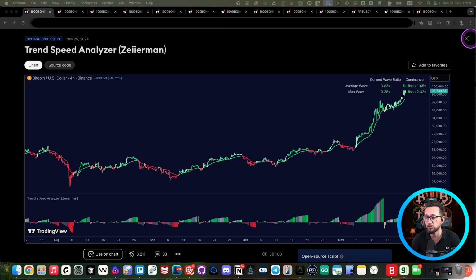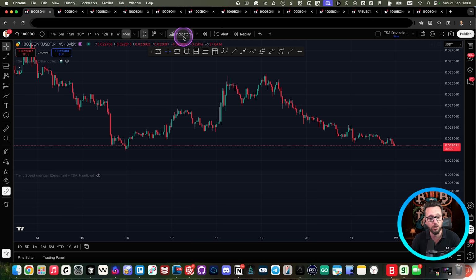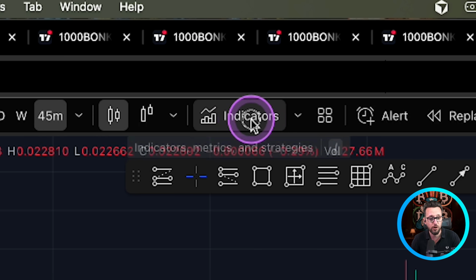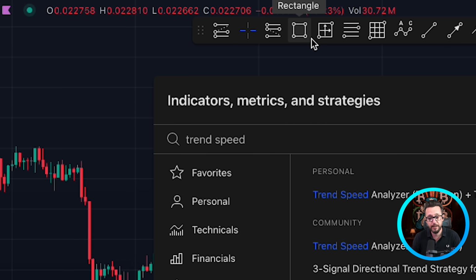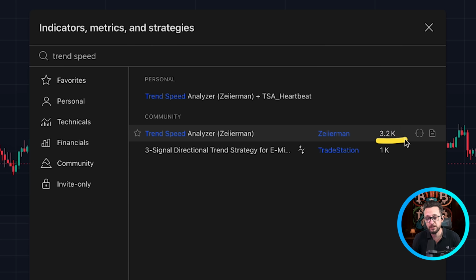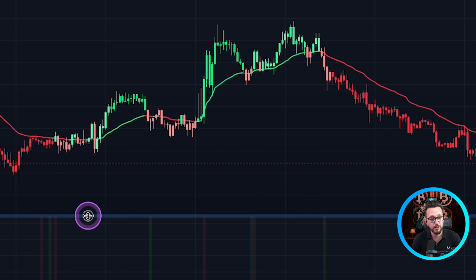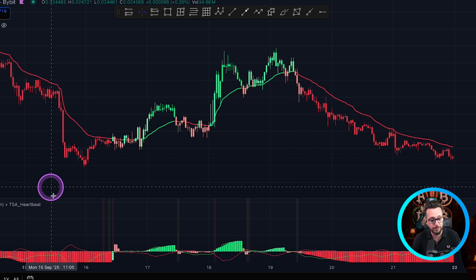So I'm going to go over to TradingView charts and we're going to start by adding this indicator. To do this, we're going to go up to indicators up the top here, and then we're going to search for Trend Speed Analyzer by Zierman here. It has 3,200 downloads when I started this video. We're going to click it and add it to our chart. And as you can see, it looks a bit like something like this.